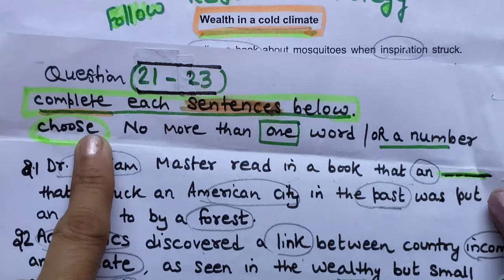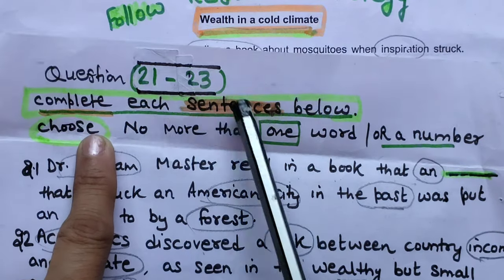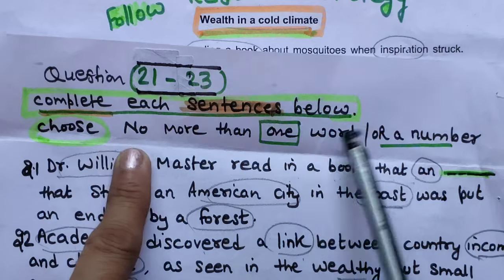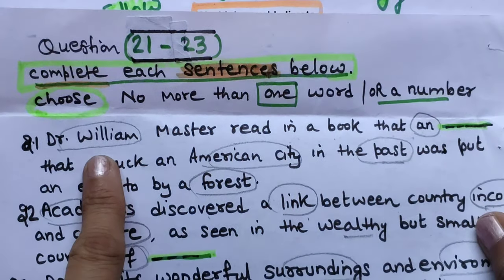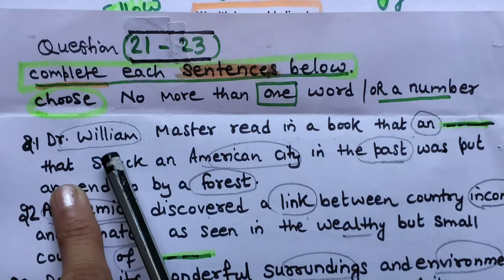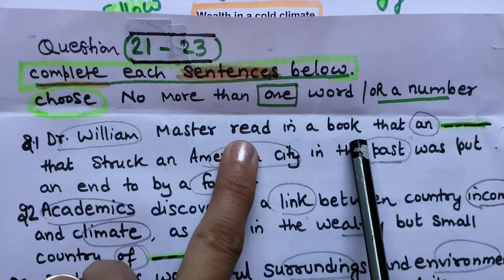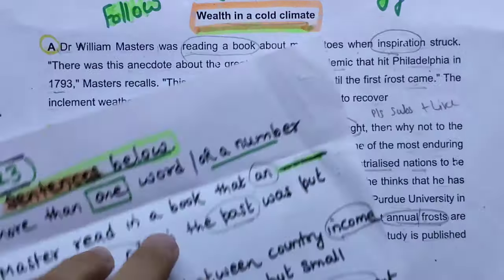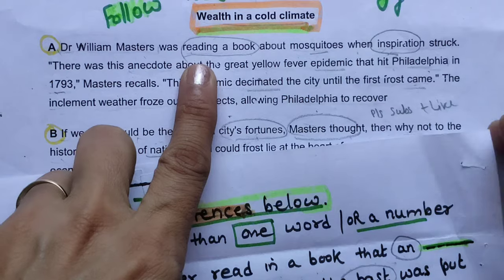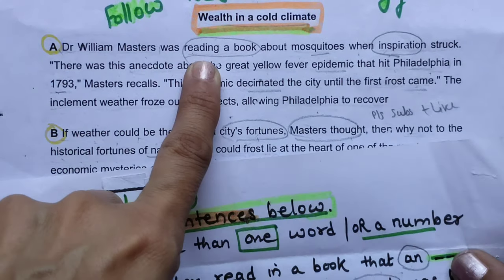Now fill in the blanks. In the first question, complete each sentence below, no more than one word we can write. So the first question we have already done, keywords marked. Dr. William reading a book. So read a book, it was in the first paragraph only. So this is the location: Dr. William Masters was reading a book.